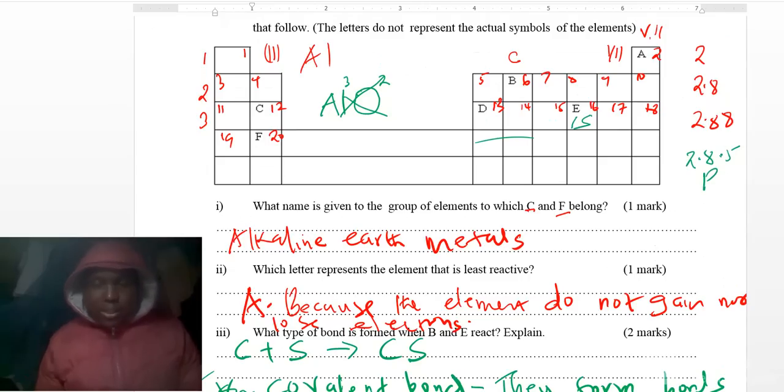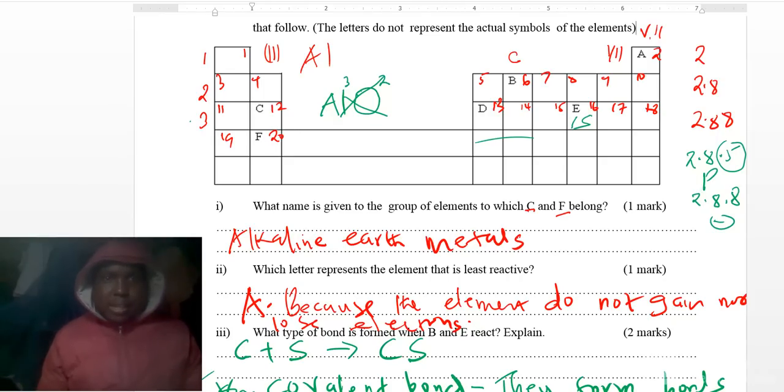What happens during a chemical reaction? It is going to gain 3 electrons to be stable. So it is going to gain 3 electrons to be 2, 8, 8. Therefore, if an element gains electrons, it becomes negatively charged. So the element is in period 3 and it is number 15. Therefore, you indicate number 15.